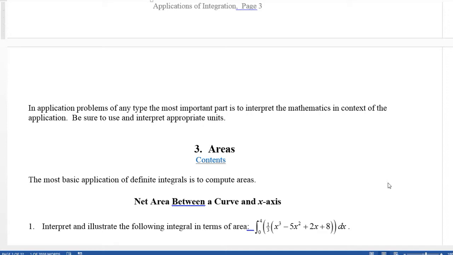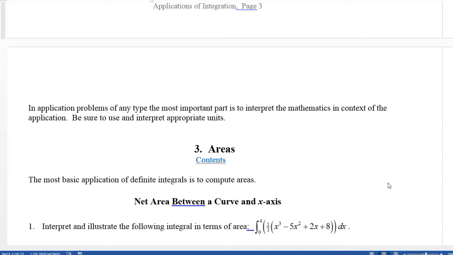Okay, this is a video where we're going to go over some applications of integration, and probably the first and most basic application of definite integrals is to compute areas. So I want you to look at this particular integral here.